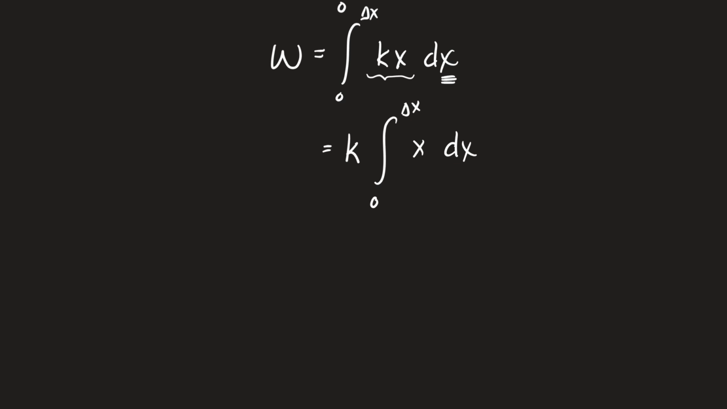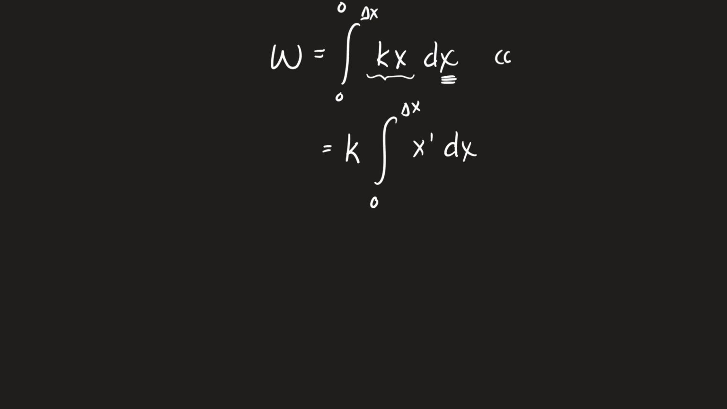Now I have to find the antiderivative of x with respect to x. Not challenging. That's a polynomial. x is actually x to the 1 power, and I can use my polynomial rule to find the antiderivative. If I remember that rule, I have to add 1 to the exponent and divide by the new exponent.